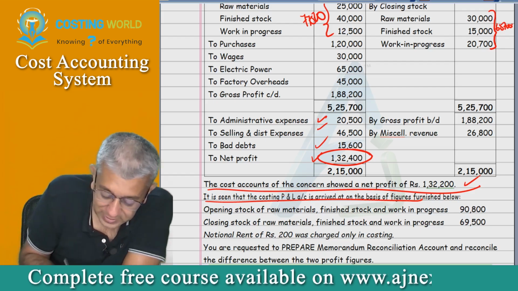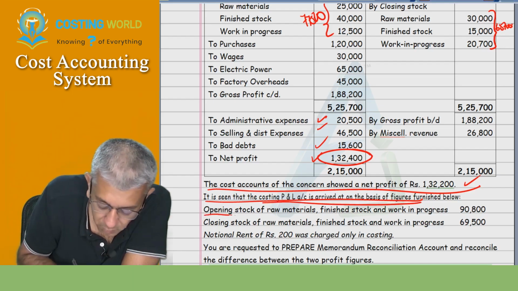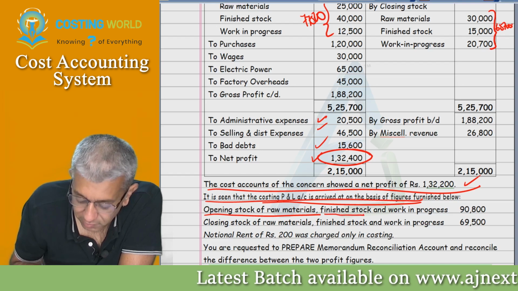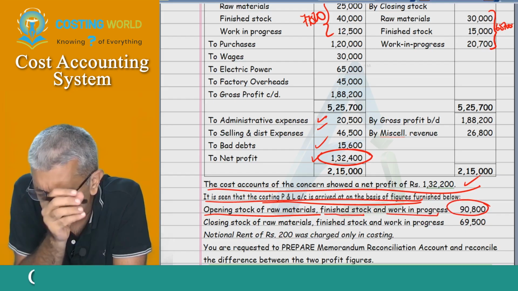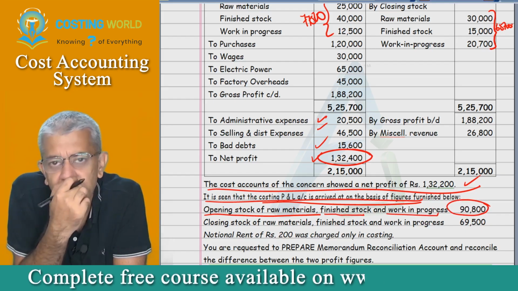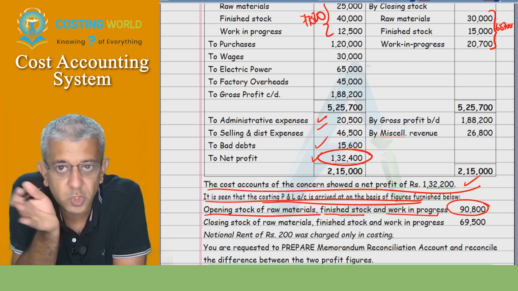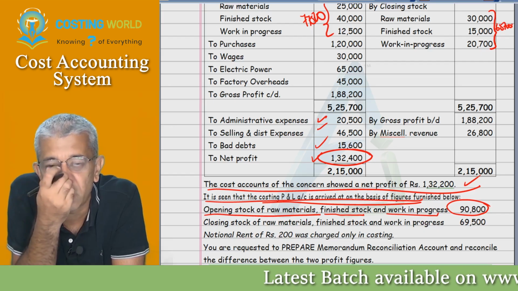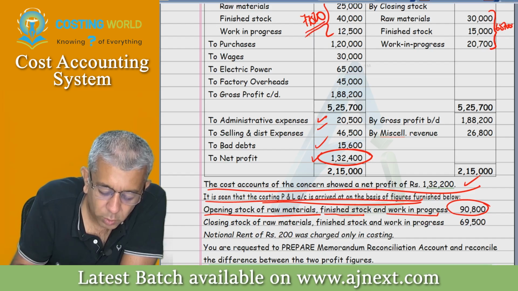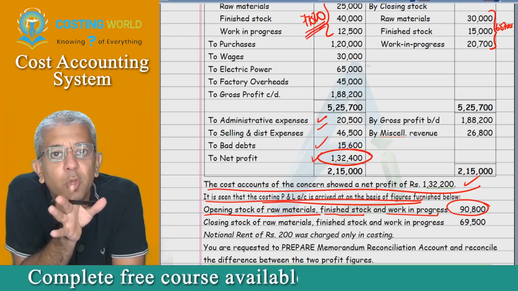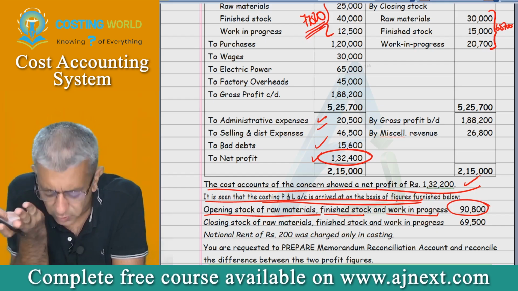Those guys are saying that it is seen that the costing P&L account is arrived at on the basis of figures furnished below. Opening stock of raw material, finished goods and WIP is 90,800. Is 90,800 the opening stock of raw material, WIP and finished goods individually, or is this the total figure? Total. That is why I have totaled over here also, because individually I will not be able to reconcile. Now we can only reconcile the totals because I don't have the breakup of this.